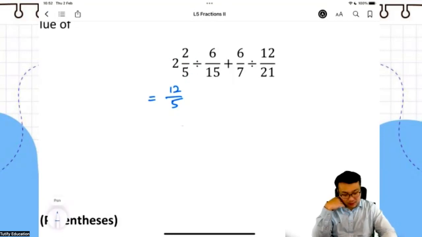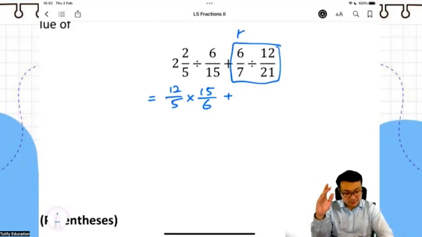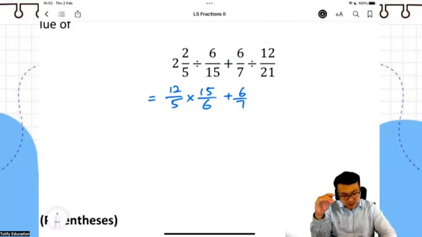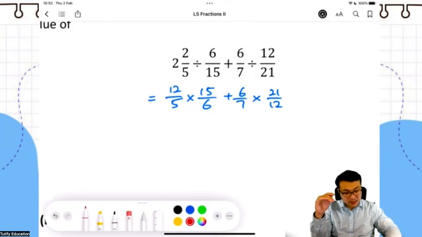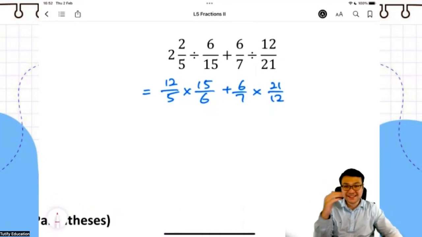What are we going to do? Change it into multiplication. And what do we do to this? Make it 15 over 6. Yes, we flip it. Okay, now for the plus sign, we're just going to keep it there. We're not going to do anything to the plus sign. And for this division, we are going to keep, flip, and change, right? Keep, flip, and change. So we keep this, you flip this upside down, and you change this to a multiplication sign. So before you start multiplying, Abby, can we simplify?